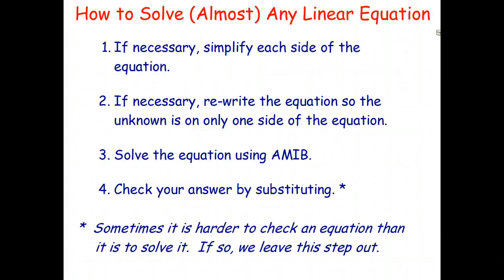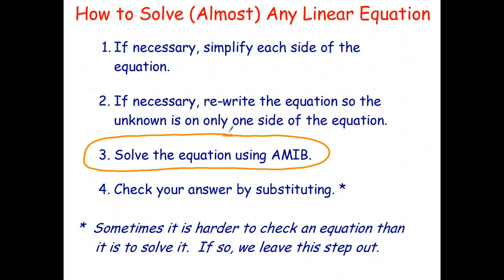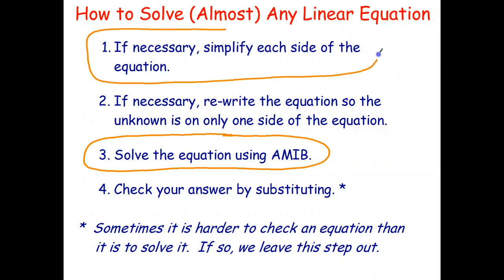First off, just a quick reminder that here are the steps for solving almost any linear equation. What you learned first is step 3, using AMIB: add and subtract first, multiply and divide next, etc. Solving 1, 2, and 3-step equations using that. In the last video, we showed you what to do if the variables are on both sides. And in this video, we're going to show you how to solve equations where the first step is going to be to simplify the left-hand side of the equation.